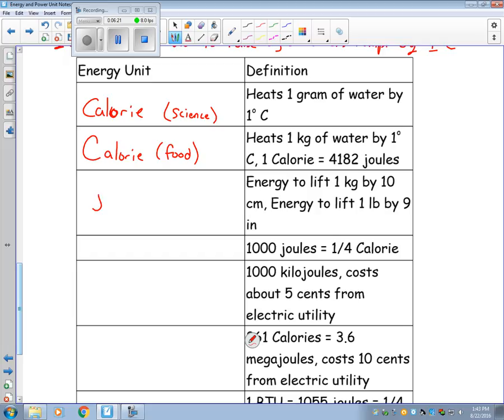The joule is how much energy is needed to lift 1 kilogram by 10 centimeters, or to lift 1 pound 9 inches. The kilojoule, then, is 1,000 joules. Another way of thinking about it is a kilojoule is roughly 1/4 of a food calorie.